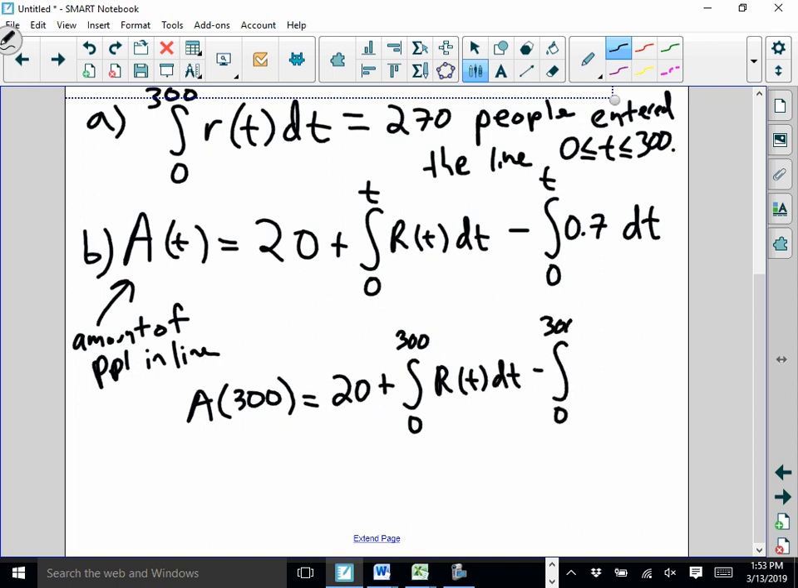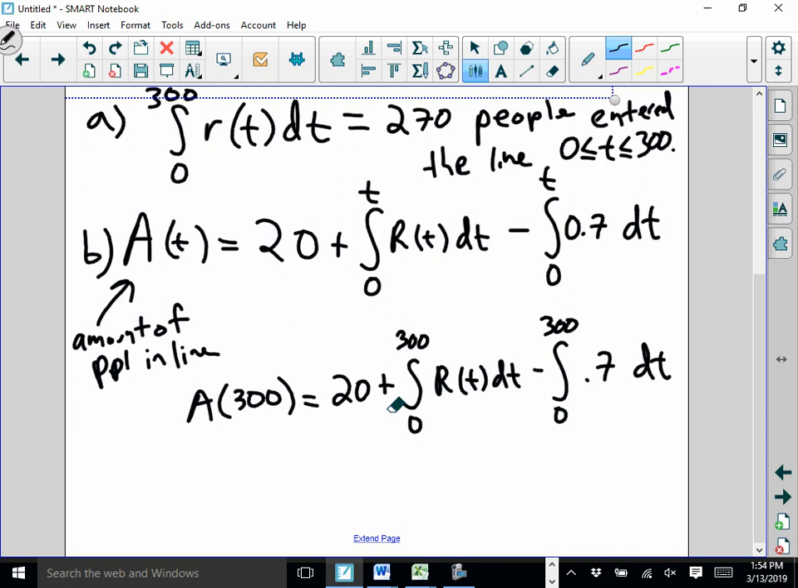Okay. That will tell us the amount of people, because it accounts for the 20 people who are there, the 270 people who get added to the line, and the however many people end up leaving the line. That will tell us exactly how many people are there at the end.